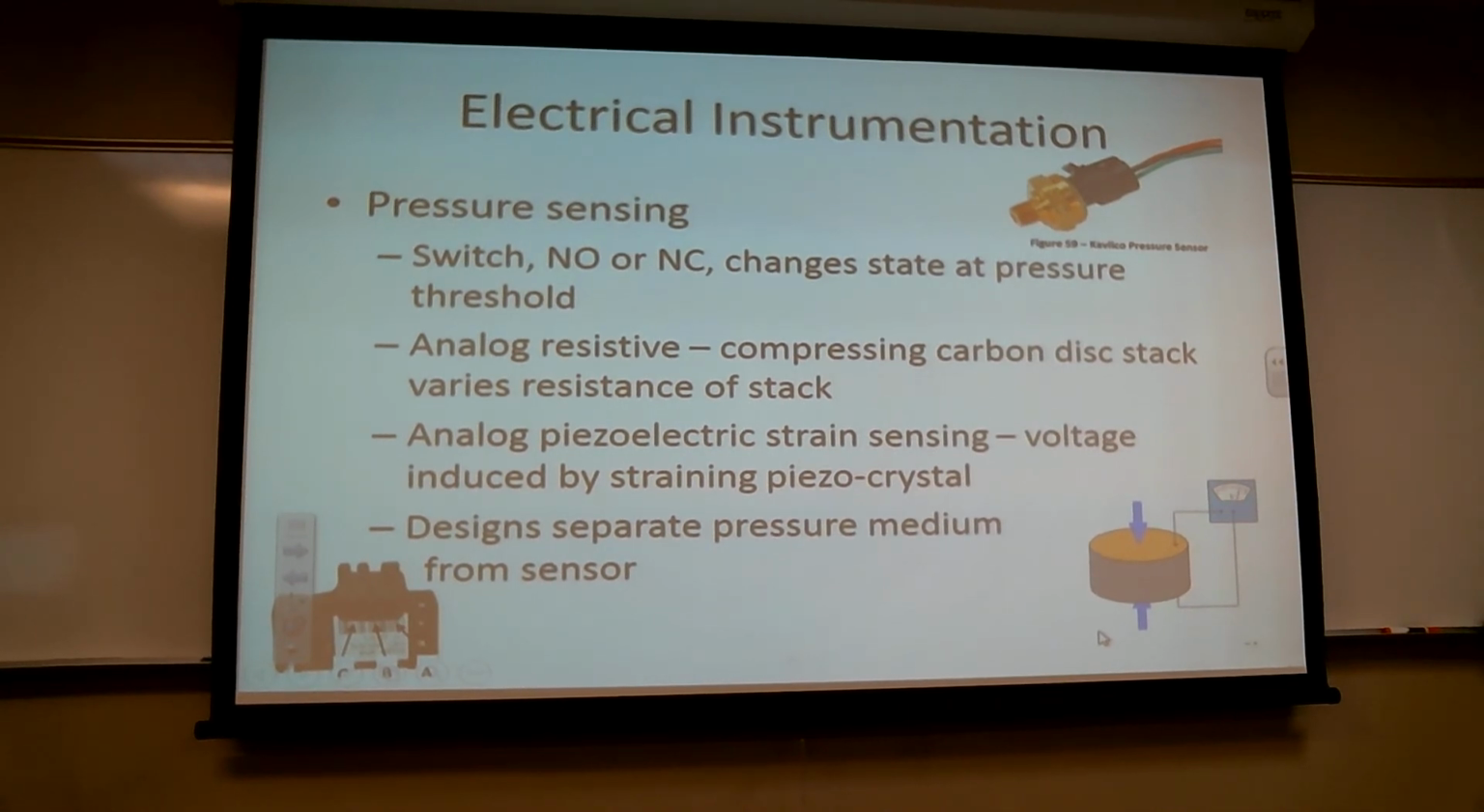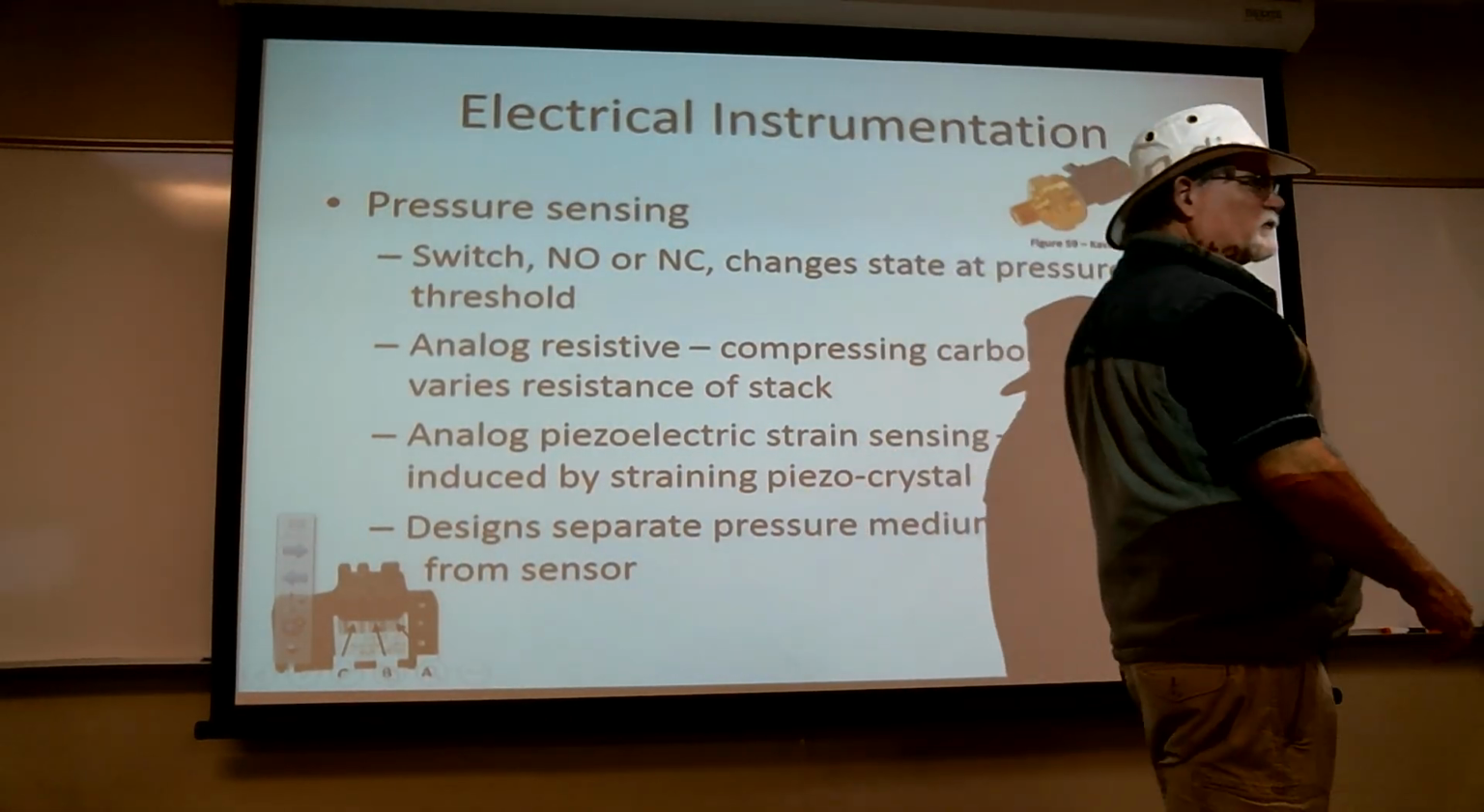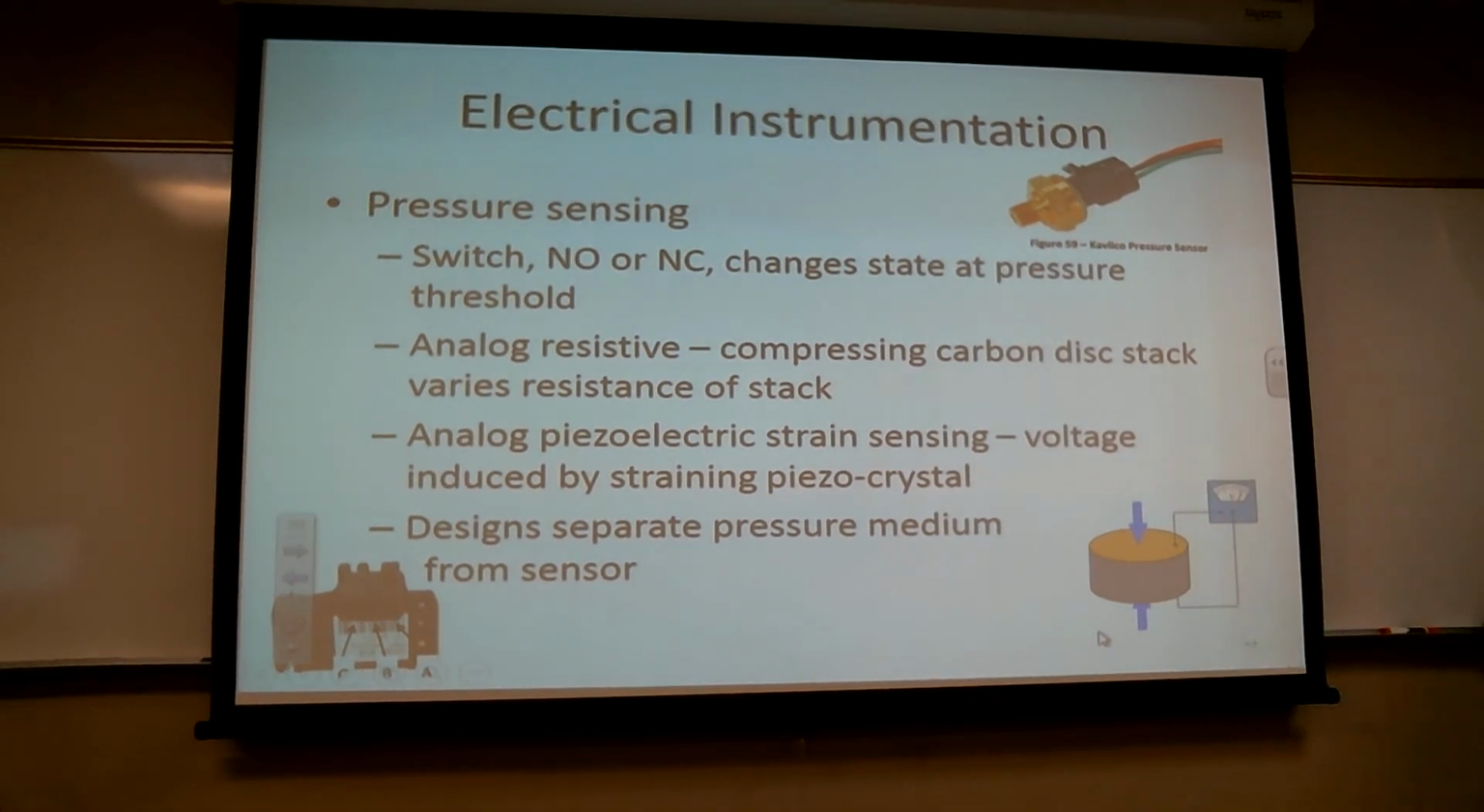So in electrical instrumentation, things got a little bit better. At the first level, we came up with pressure sensing. We actually just came up with a physical mechanical switch. And the physical mechanical switch could be normally open or normally closed. So in other words, when everything is off and there's no pressure, the switch could be open or the switch could be closed.